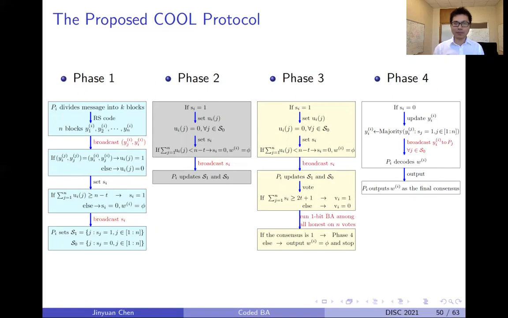In our protocol, the communication happens in those steps. One can check that the communication complexity of this protocol is the maximum between NL and anti-lock T. Regarding the round complexity, it is dominated by the round complexity of the 1-bit consensus, which is in the order of T.